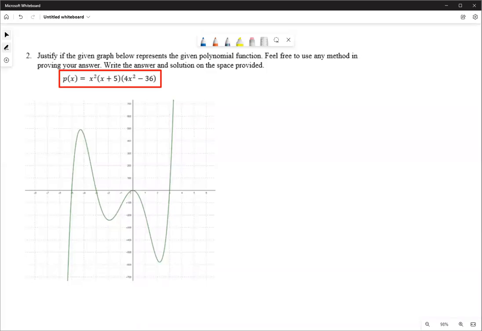Justify if the given graph below represents the given polynomial function. Feel free to use any method in proving your answer. Write the answer and solution on the space provided.